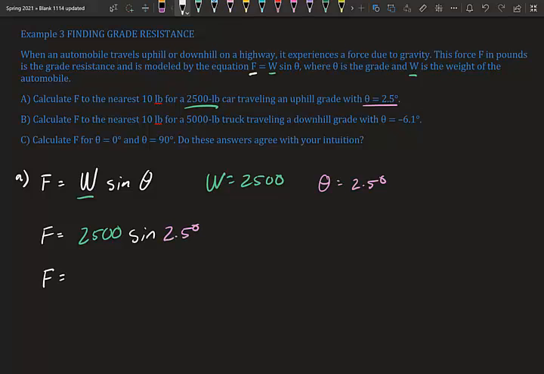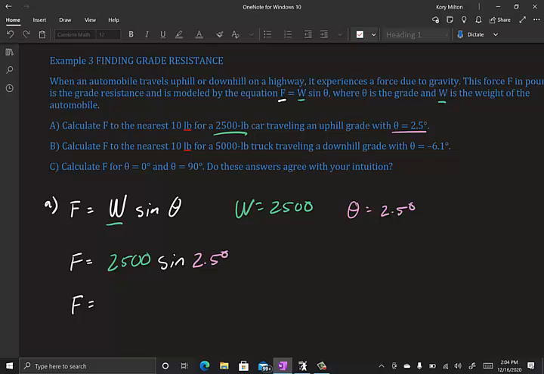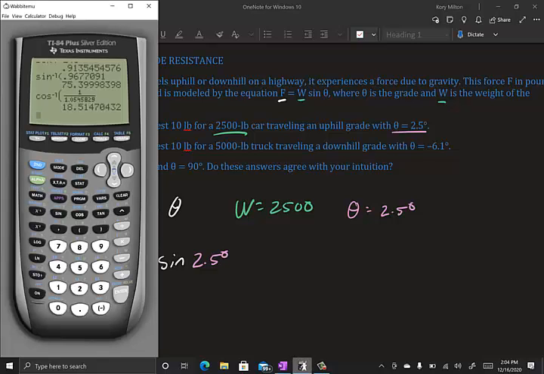And we'll plug it into our calculator and then we'll round. Alright, so our problem is 2,500 sine 2.5. So I'm going to type it in literally how it works. Now, what mode should we be in? Degree mode. Why? Because we're working with degrees.